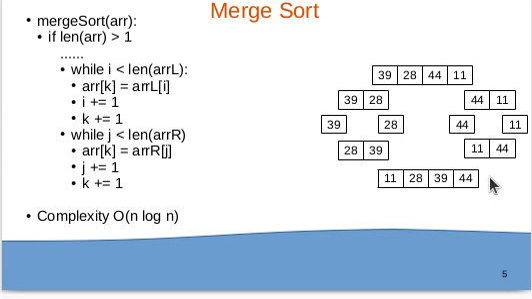The time complexity of merge sort is big O of n log n. It is much more efficient than bubble sort or selection sort. So this way we can sort using merge sort.